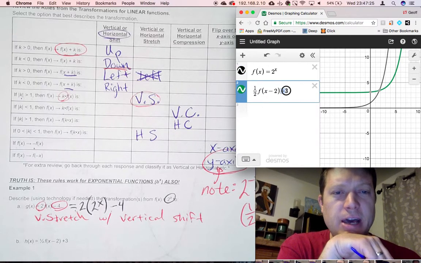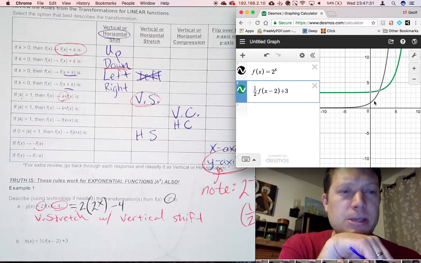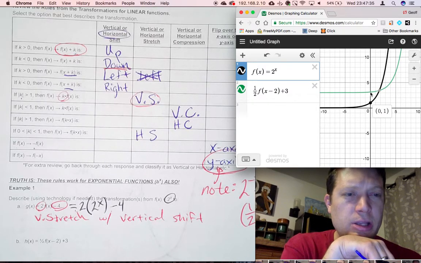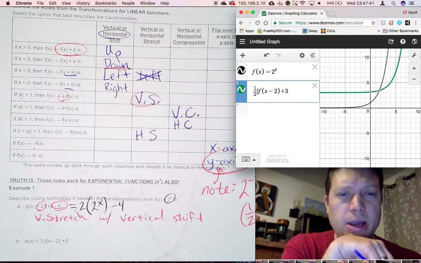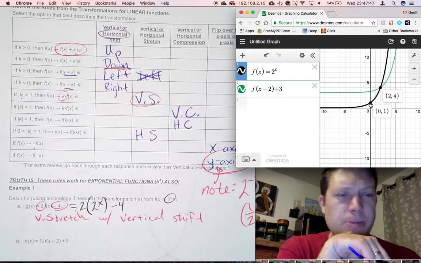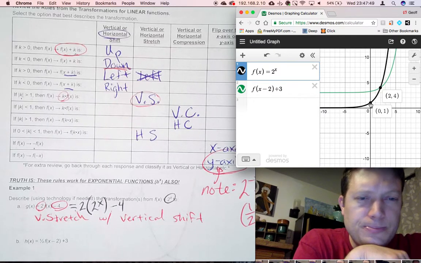We're going to shift that 3 spaces up and 2 spaces, -2, 2 spaces to the right. So from here, 3 spaces up, 1, 2, 3, and then 2 spaces to the right, 1, 2. If I take off the 1/2, it should be there. Yep. So these 2 points, 3 spaces up, 2 spaces to the right.